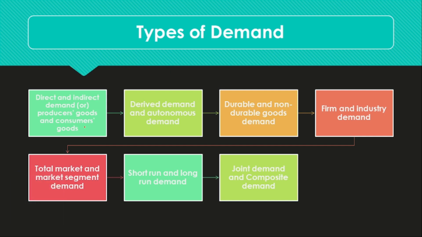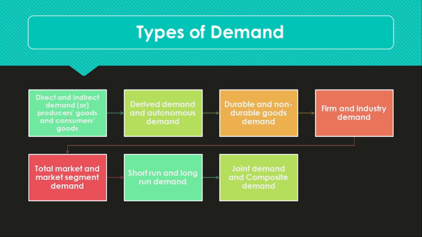We have firstly direct and indirect demand. It is also called producers' goods or consumers' goods. Direct demand is the demand which is created for a commodity that is being directly used by the consumers. We can also say it is the demand for consumable goods or end-use goods. But indirect demand is the demand created by the producers, who use those products in order to produce new products, and at that time the demand for that particular product becomes indirect demand.